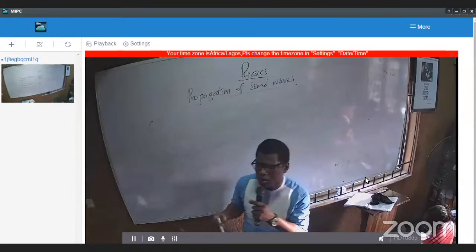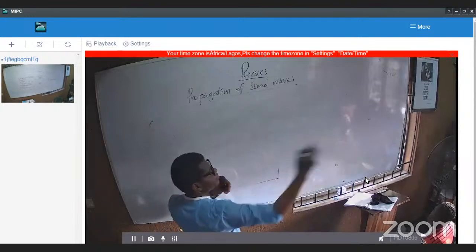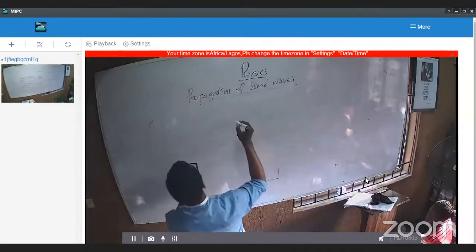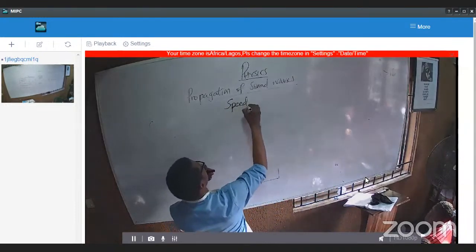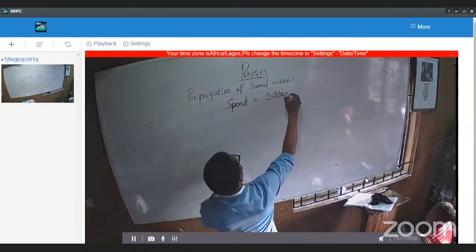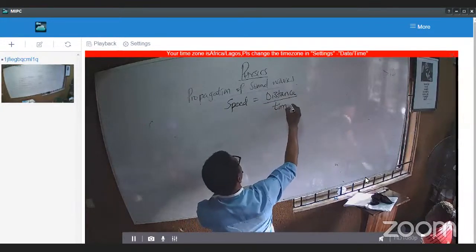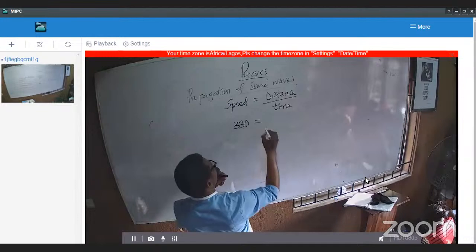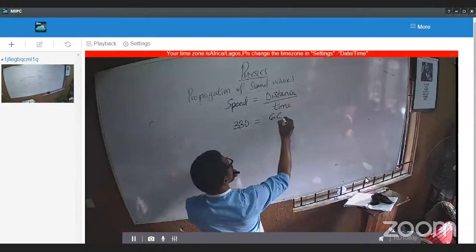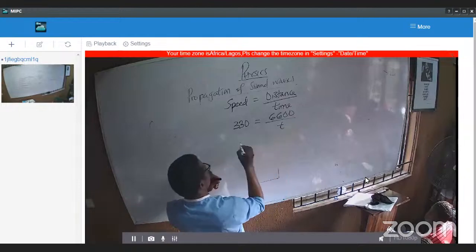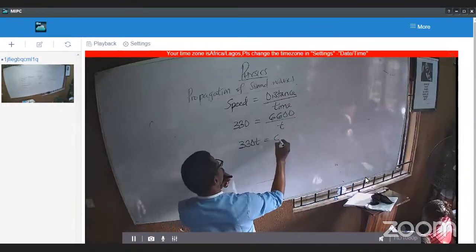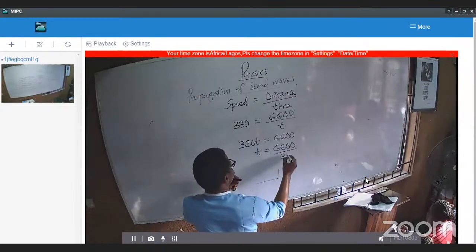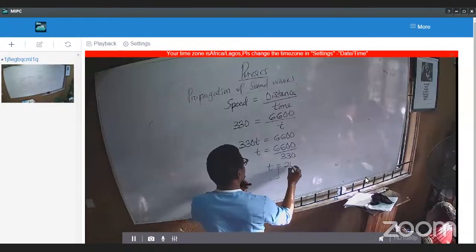There is a difference between that one. So we have speed. Speed is distance over time. Don't go and be doing 2s over t. How much speed are we given? 330. Distance, how many meters? That will be 6,600, all over t. So you have 330 t equals 6,600. Our t will be 6,600 over 330. That's the answer, 20 seconds.